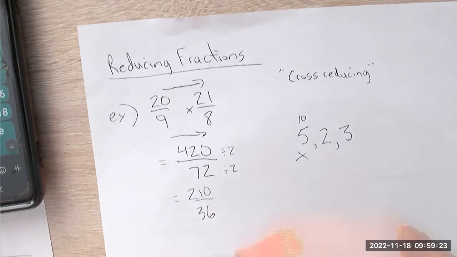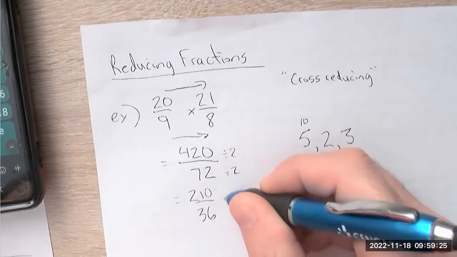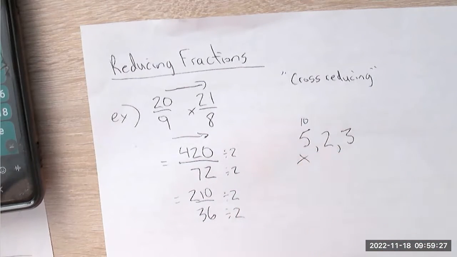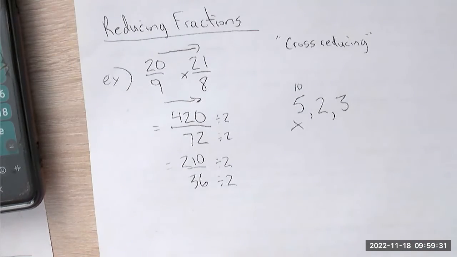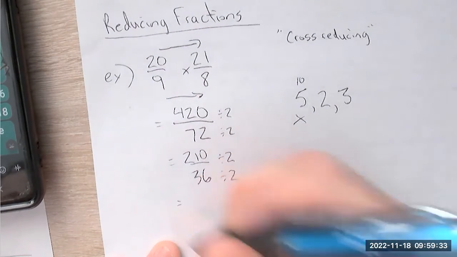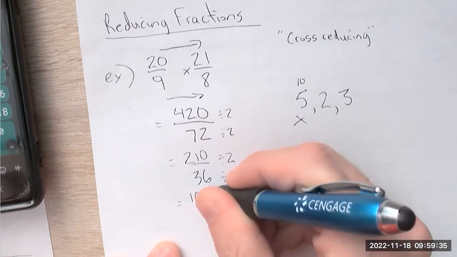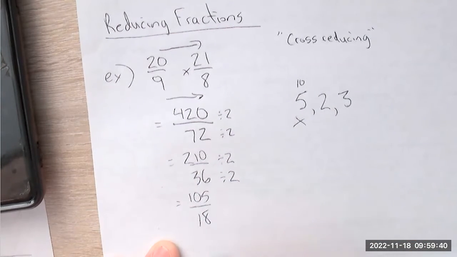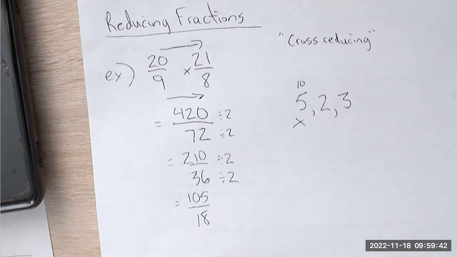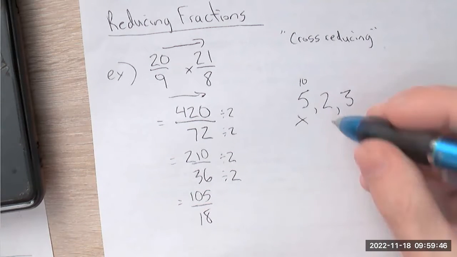That's what I mean, this is going to be more steps. They're still both even. Divide by 2, divide by 2. It's more steps involved, but I like that it's a lot more direct and there's a lot less opportunity to be misled or to get confused. 105 over 18, right? 210 divided by 2, 36 divided by 2, 18. Now, you'd see that they're no longer both even. Okay, so 2 is done.